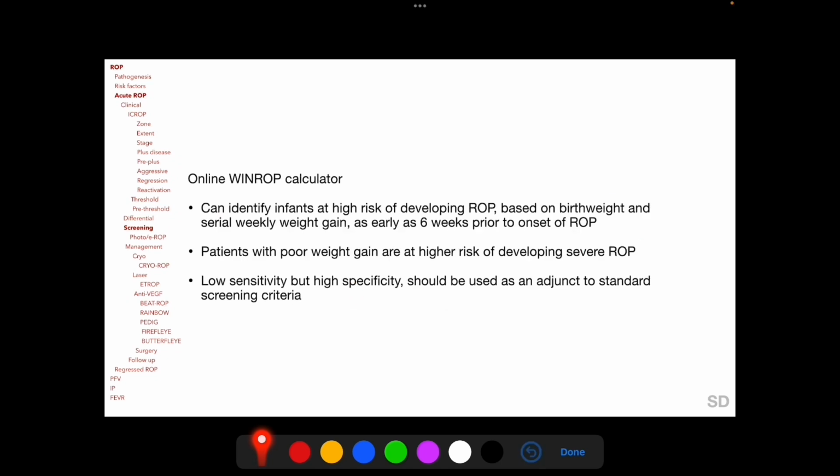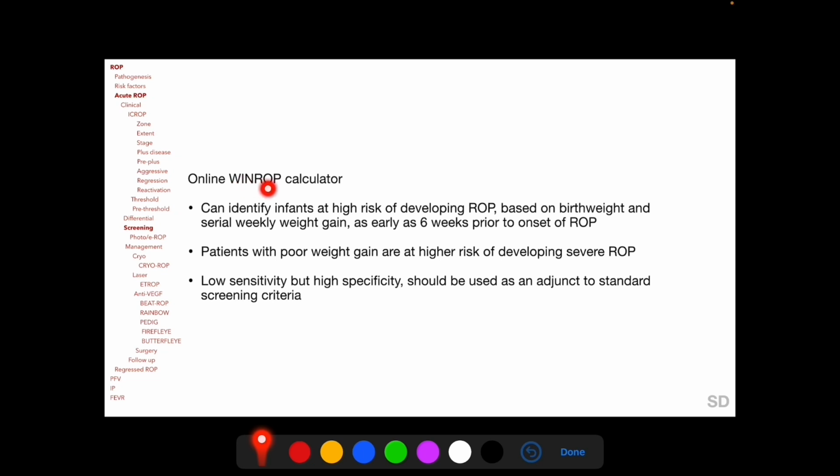The online BEAT-ROP calculator can identify infants at high risk of developing ROP based on birth weight and serial weekly weight gain, and this prediction can be made as early as 6 weeks prior to onset of ROP. Patients with poor weight gain are at higher risk of developing severe ROP. This method has been found to have a low sensitivity but high specificity and should thus be used as an adjunct to standard screening criteria.